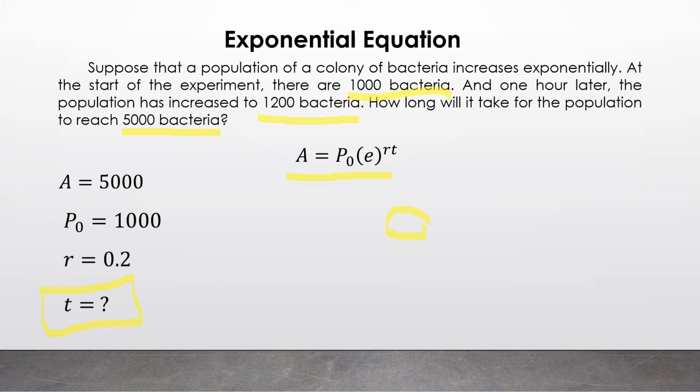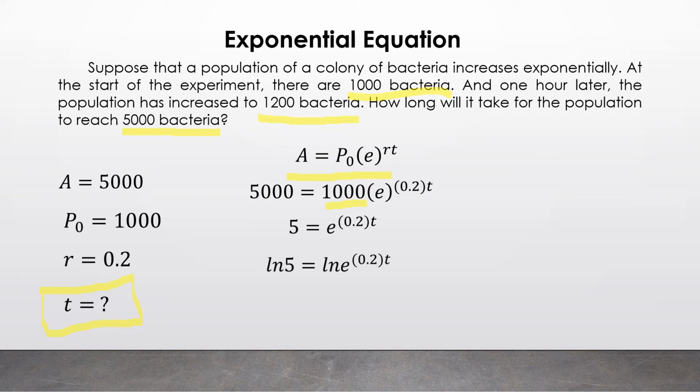So, therefore, meron na tayong rate na 0.2. We can now substitute our given sa ating formula. Therefore, we have 5,000 is equal to 1,000 times E raised to 0.2 raised to T. By dividing both sides by 1,000, we have 5 is equal to E raised to 0.2 times T.